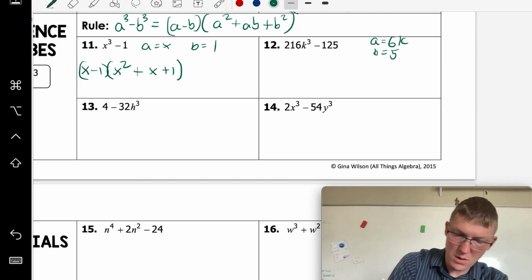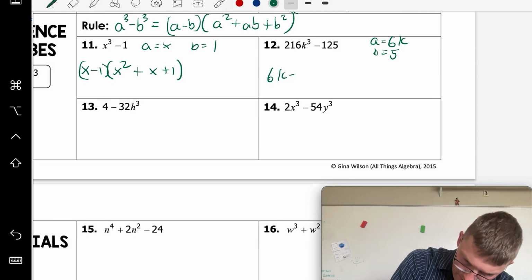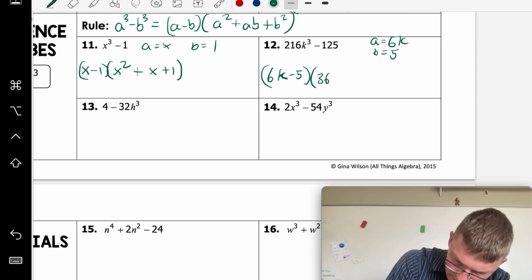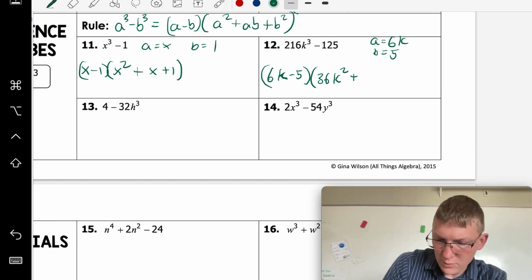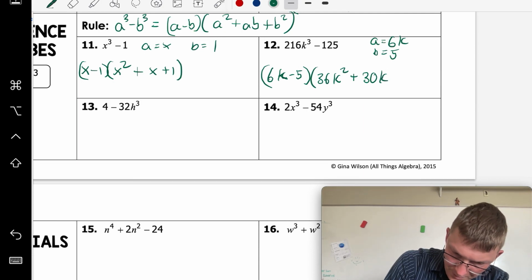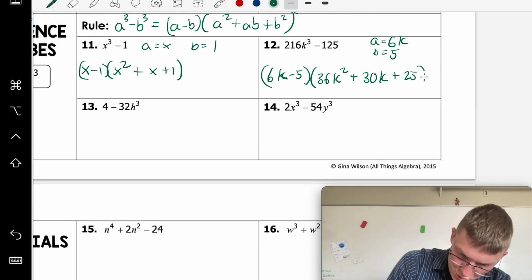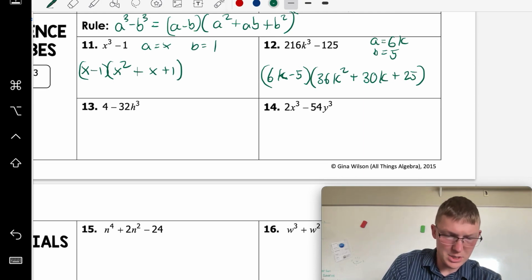And then here we go. So a minus b, 6k minus 5. A squared is going to be 6 times 6 is 36, k squared, plus a times b. So 6k times 5 is 30. Plus b squared, which is 5 squared, which is 25. So there you go.